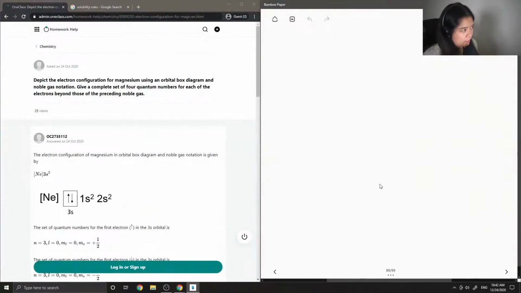Okay, so question 8. Depict the electron configuration of magnesium using an orbital box diagram and noble gas notation. Give us a complete set of 4 quantum numbers for each of the electrons beyond those of the preceding noble gas. So first, let's find the electron configuration of magnesium.